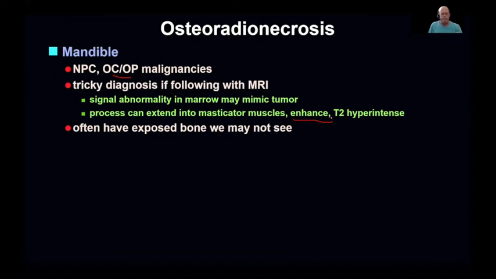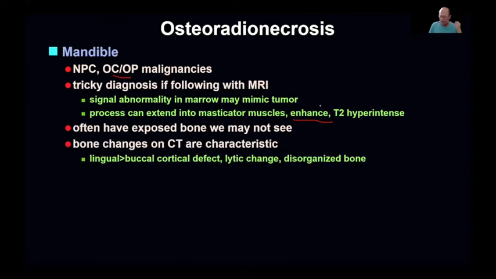Again, this is often exposed bone, and the dentists pick this up. What do we see on radiology? We see a cortical defect, usually on the lingual surface, occasionally on the buccal surface, but it can be a small cortical defect, ultimately leading to disorganized bone, lytic change, occasionally pathologic fractures. As I mentioned, if you don't scrutinize the bone windows, this can be easy to overlook.